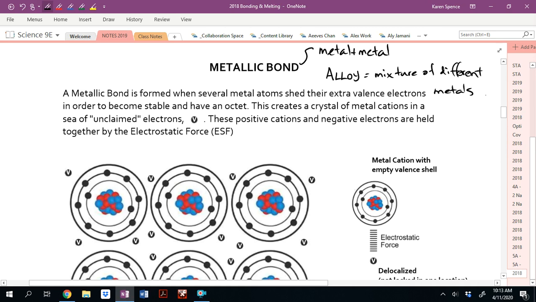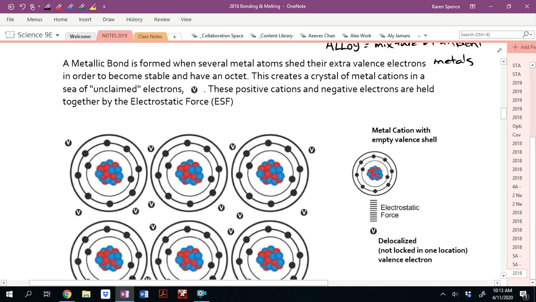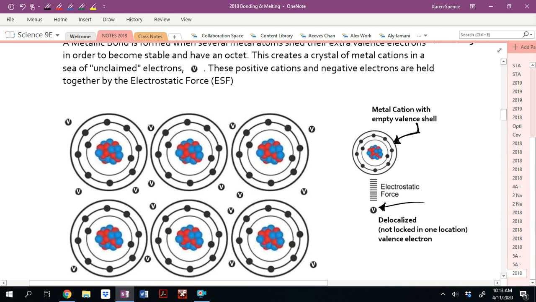Okay, so here we have some lovely little Bohr diagrams. A metallic bond is formed when several metal atoms shed their extra valence electrons in order to become stable and have an octet. This creates a crystal of metal cations. Here is the metal cation with its empty valence shell. And the valence electrons, if you recall, are what we call delocalized. They are not locked in one location. They are free to move.